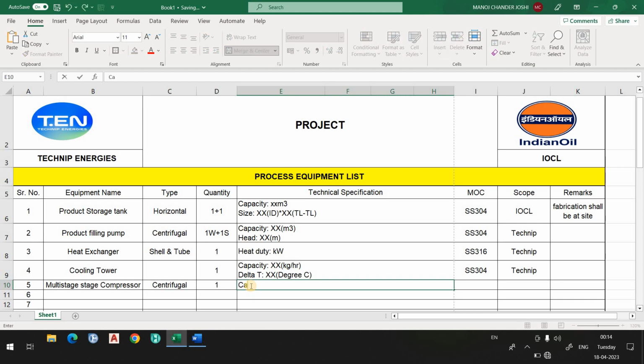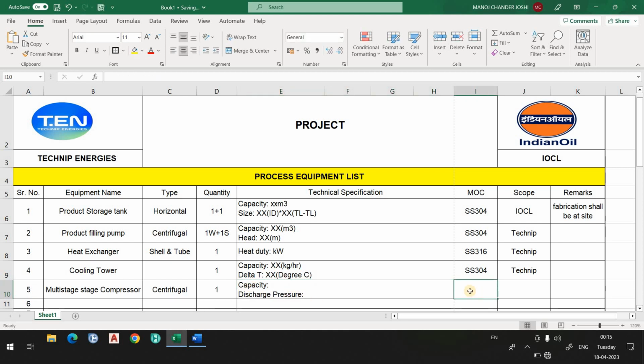Now what information will you provide here? Same, capacity you could say, or other information you could provide about the centrifugal compressor, the discharge pressure, right? What is the MOC? Let's suppose the MOC is 304. Now who will provide this? Let's suppose Technip will provide this, right? So this is how we prepare the process equipment list.